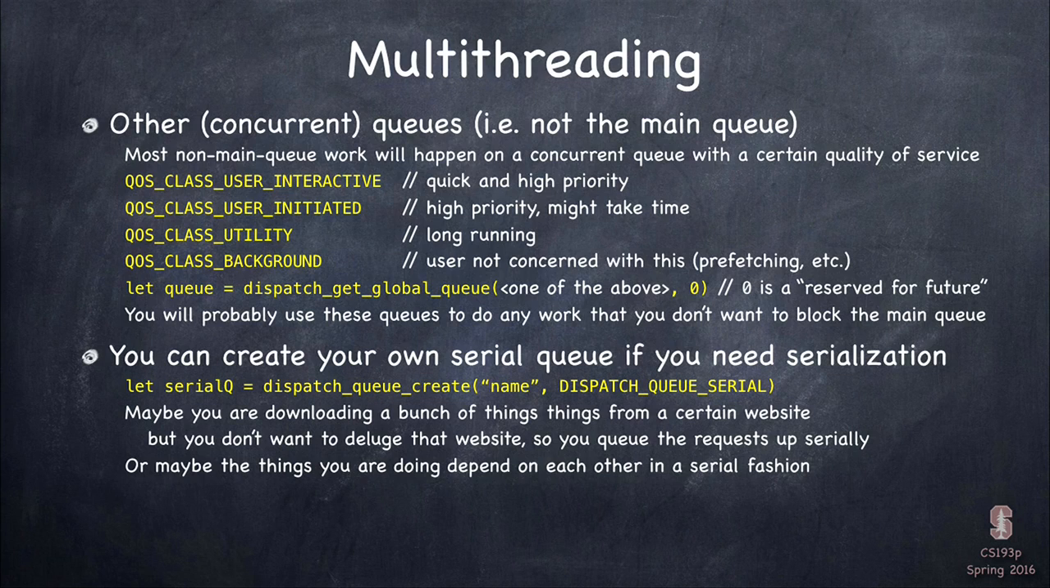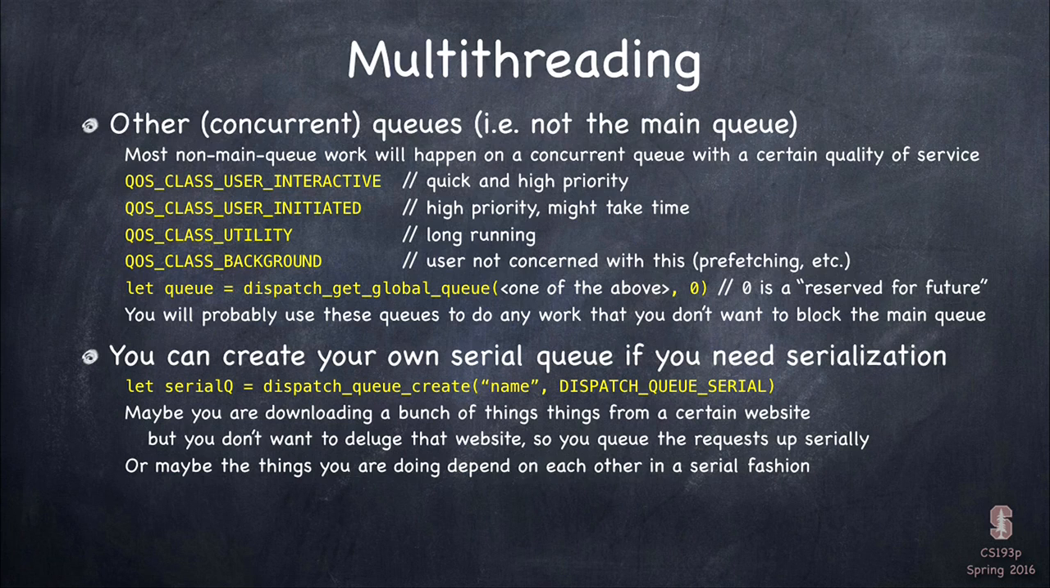This is usually just so you can see it in the debugger. Okay? This name is going to appear in the debugger. And then you say dispatch queue serial, saying you want a serial queue. Now you'll get a serial queue of your own. And it's going to be a pretty high priority queue, nothing like the main queue, but pretty high priority.